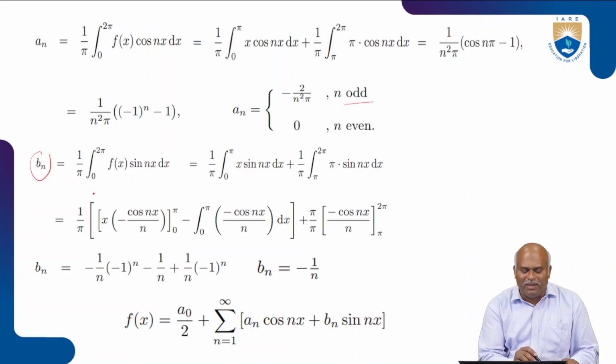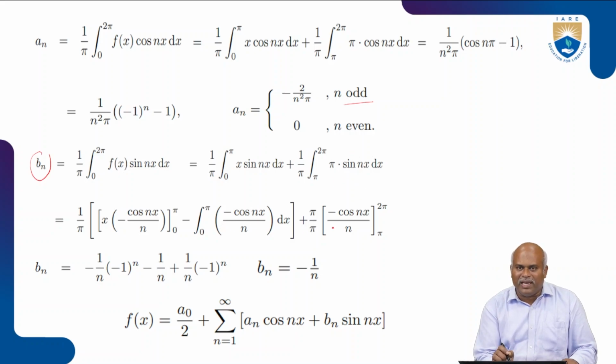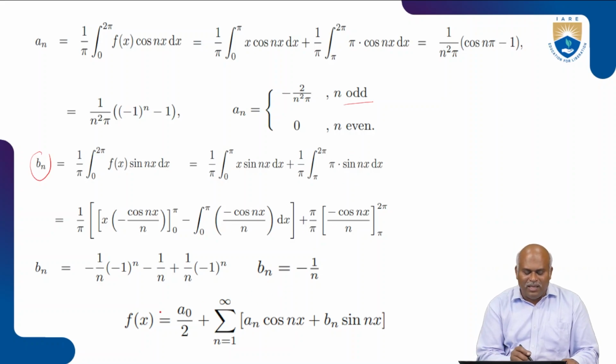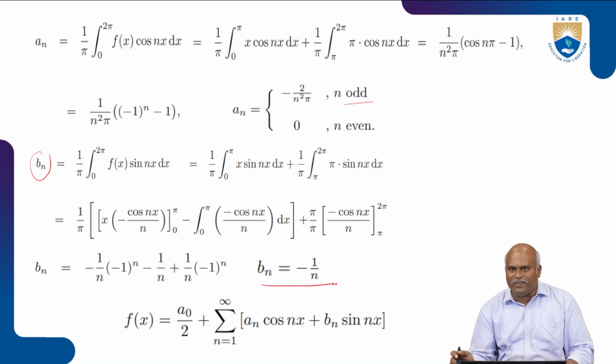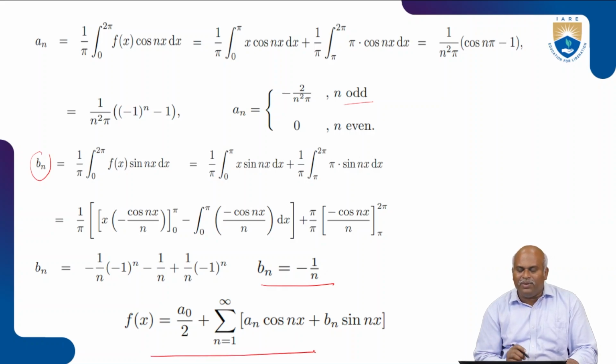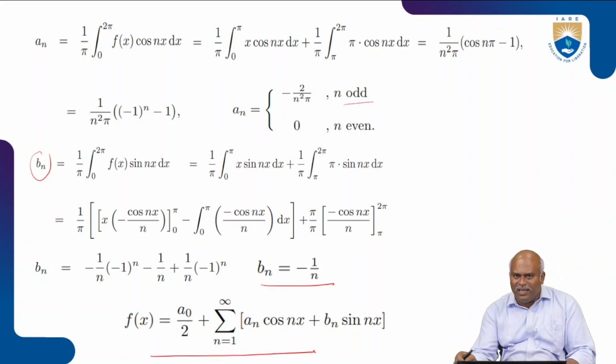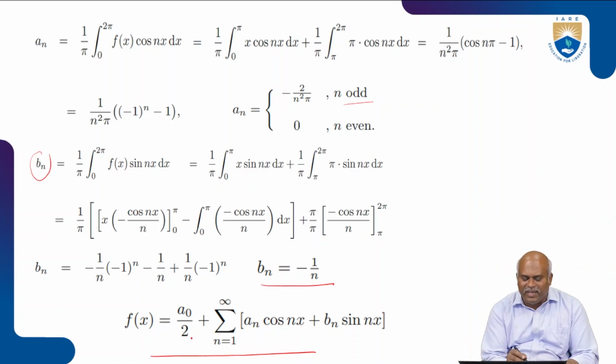We should apply the limits based on the input we have received. Then we integrate. Finally, we get b of n equal to minus 1 by n after substituting our limits. Then we may write the trigonometric Fourier series: f of x equal to a0 divided by 2 plus the sum from n equal to 1 to infinity of a n cos n x plus b n sin n x. So now we can substitute a0, an, bn.